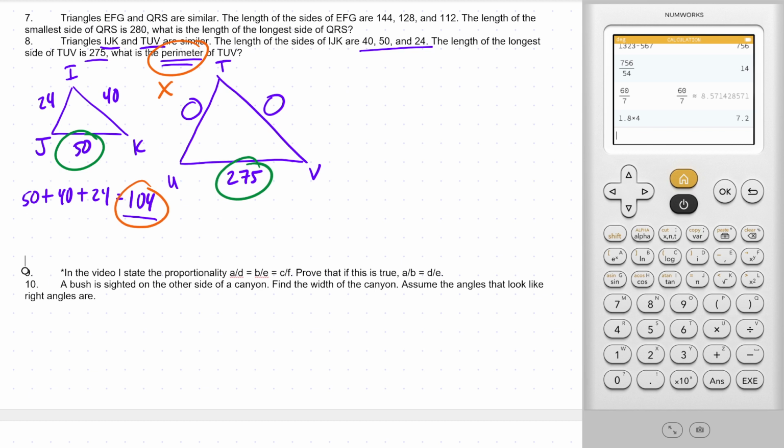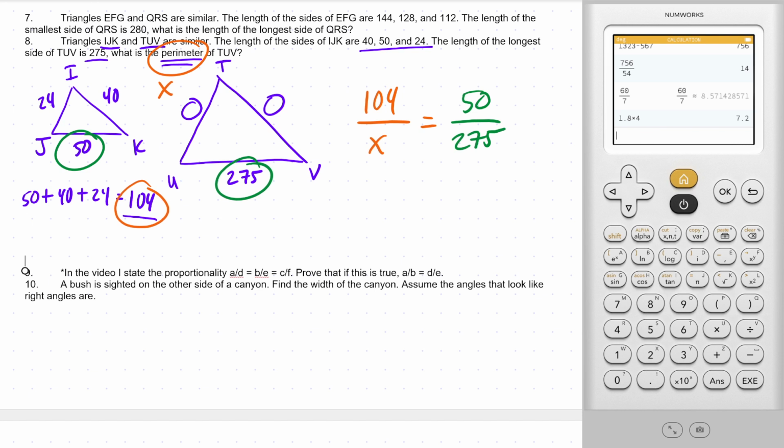And so we'll set up our proportionality statement as follows. The smaller perimeter, 104, divided by the larger perimeter, x, is equal to the smaller side, 50, the side in the small triangle, over the side in the large triangle, 275. Okay, so now I can cross multiply and solve for x.